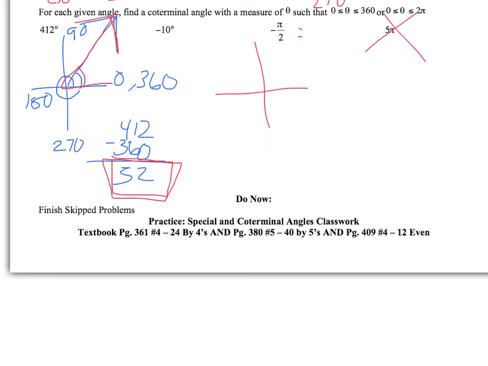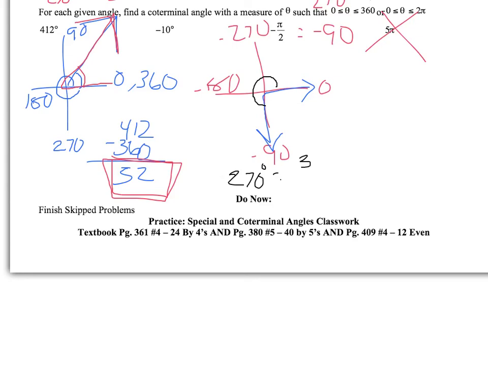So negative pi over 2. When I change it to degrees, it's negative 90 degrees. So I know I'm going in the clockwise direction instead. Negative 90 is right on the axis. I want a coterminal angle. Well, the coterminal angle is going to be my black angle, the other side. That is worth 270 degrees positive. So I'm going to say that the coterminal angle is 270 degrees, and as a radian value, it's 3 pi over 2. And we'll talk more about this tomorrow.